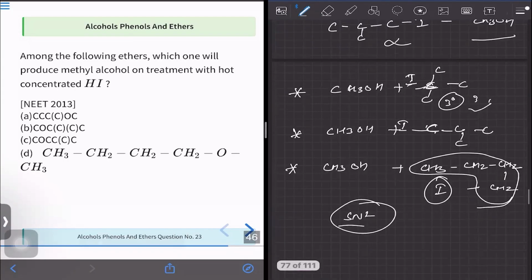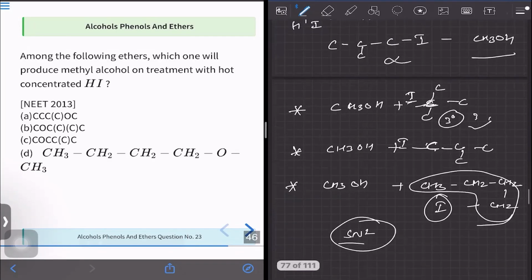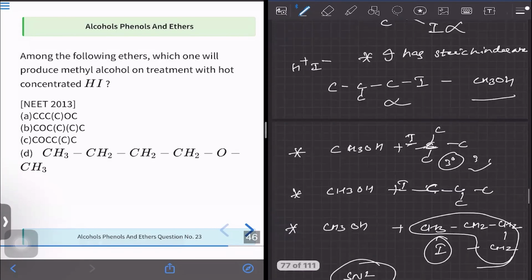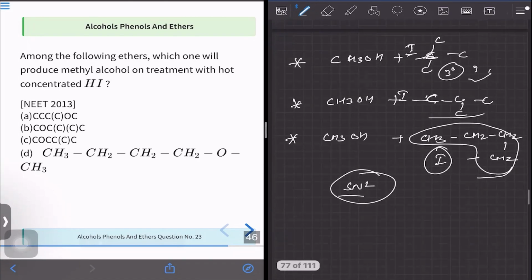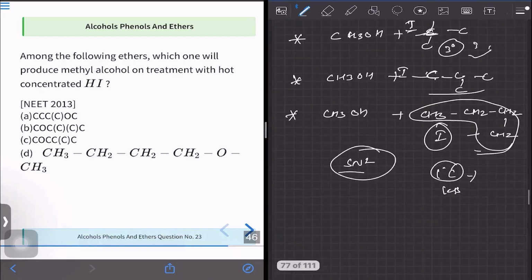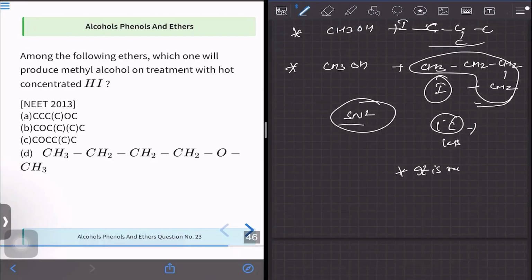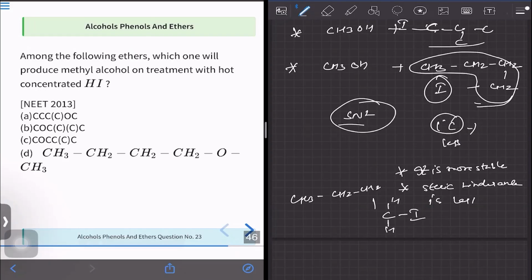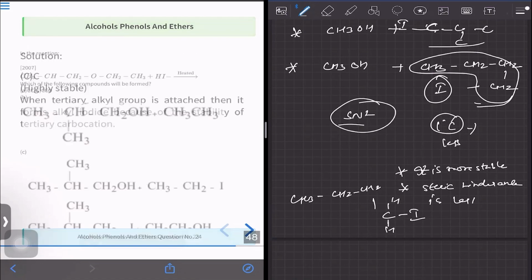And option C, this is the reverse of option 1. So option C is also incorrect due to steric hindrance. And option D, it has a primary carbon which is affected less and it is more stable, and steric hindrance is also less. Steric hindrance is less because CH3, CH2, CH2 and C, it has two hydrogens along with iodine and one CH2 group. So that is less steric hindrance. So option D is correct.